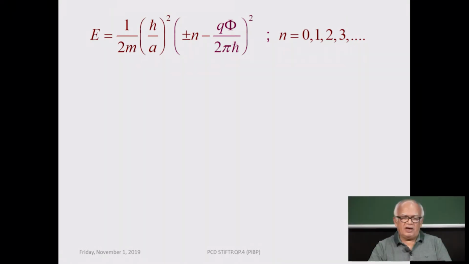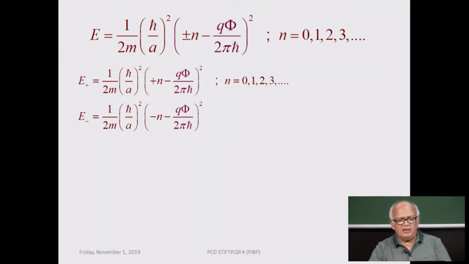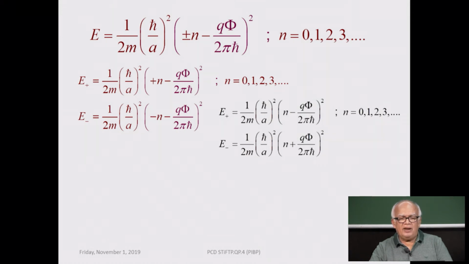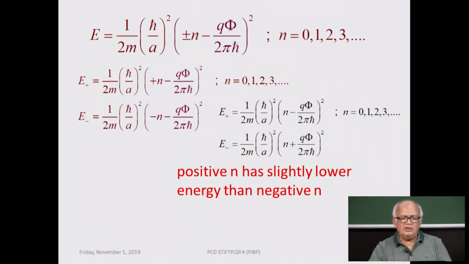We know that this is valid for n equal to plus or minus 1, plus or minus 2 and so on. So, you can write it as plus or minus n whole square, and you can write it for the plus n and minus n differently, and then you see that E plus and E minus are different because the minus 1 square gets washed out. Okay? And essentially you see that the positive n has got a slightly lower energy than the negative n.